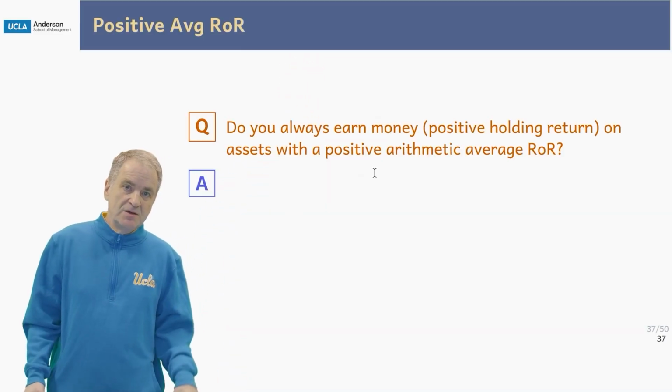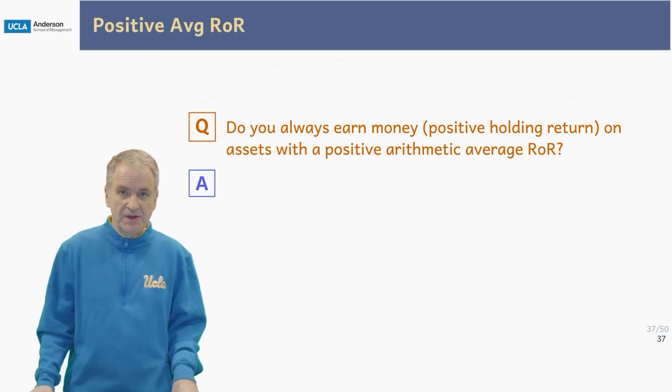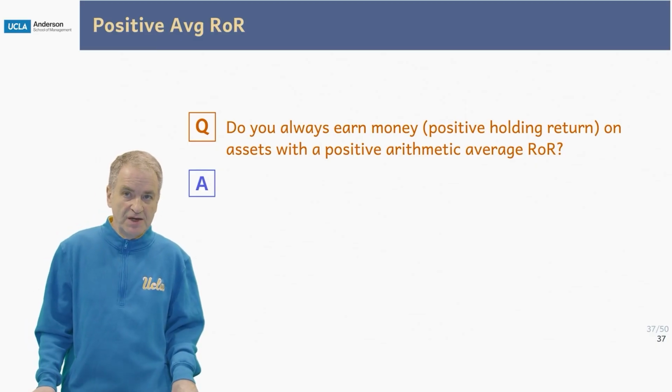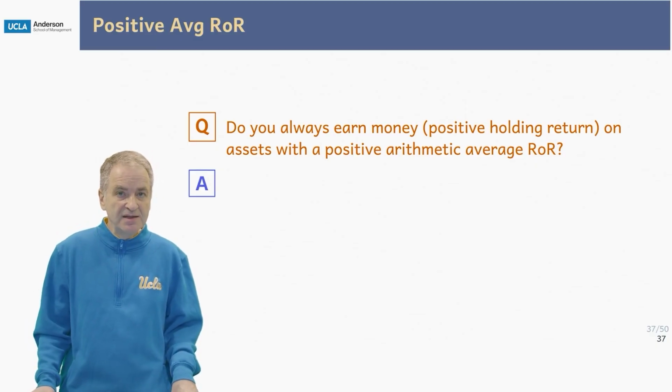So this gives you an idea of the various asset classes. Now I want to finish with a variety of random questions that are still important when you think about your own stock portfolio. Do you always earn money, that is, a positive holding rate of return, on assets with a positive arithmetic average rate of return?